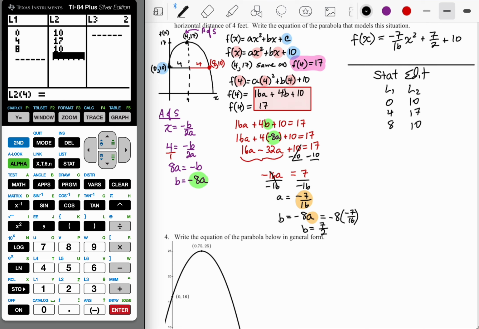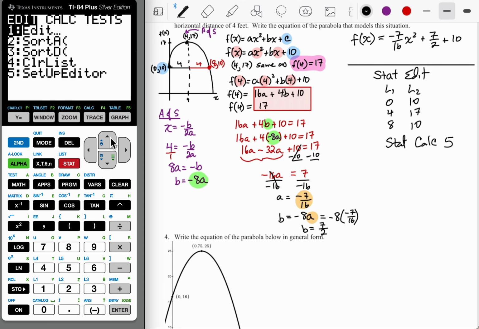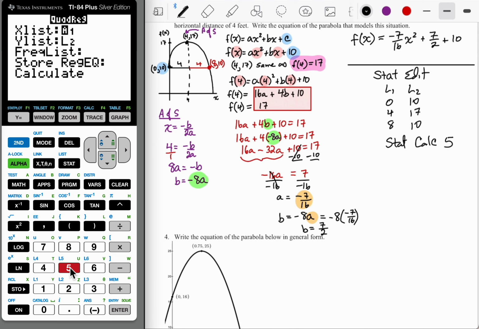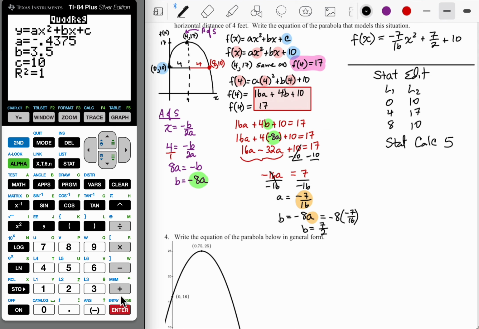So then you do stat calc, option 5. Make sure it has L1, L2 as the references, X list, Y list, and go right on down to calculate. It gives you these values. The R squared tells you the percent fit. I mean, it's more elaborate than that, but for our purposes, that's what it means. So that means that this equation is a perfect fit for the 3 points that we put in.